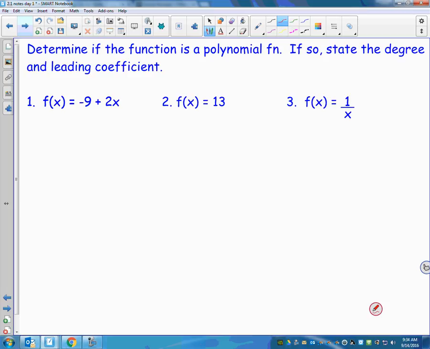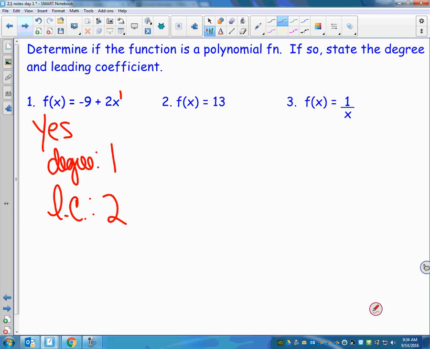So number 1, is number 1 a polynomial function? Yeah, it's a linear function, but linear functions are still polynomials. So what is the degree of this? 1, because the exponent is 1. I'm just going to put LC for the leading coefficient. And the leading coefficient would be, right, not the first number, but the number in front of the highest x. Normally we write them in descending order, but they don't have to.